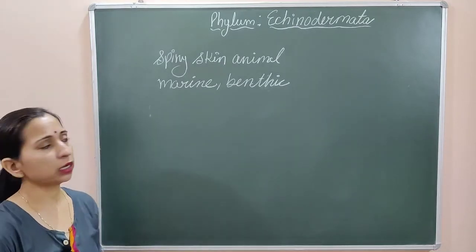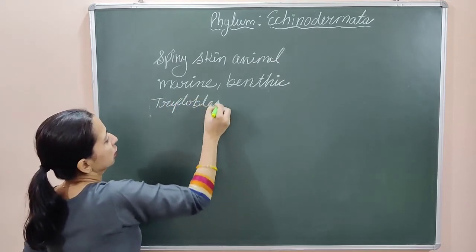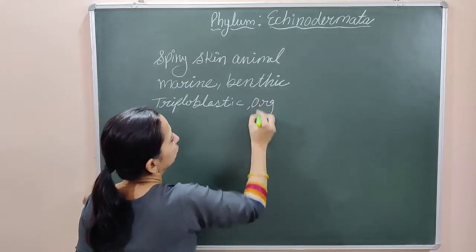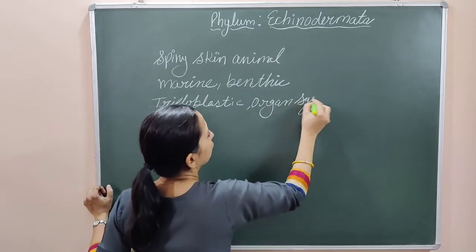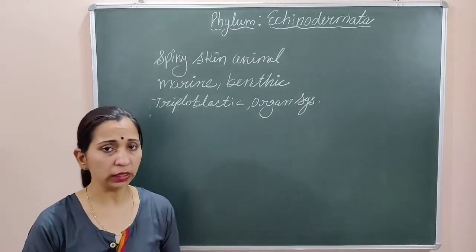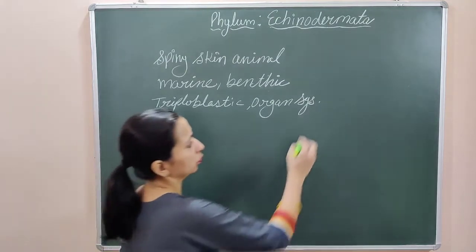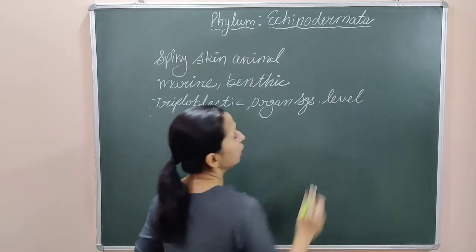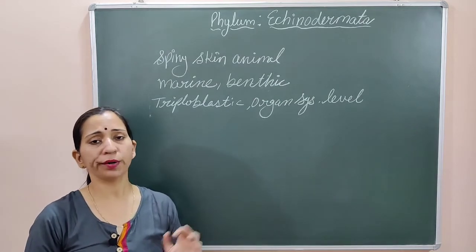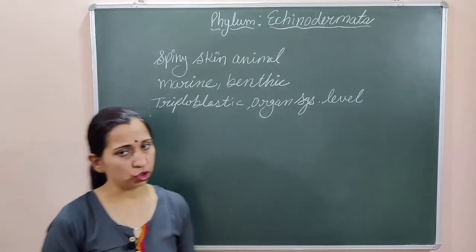नॉर्मल जनरल कैरेक्टरिस्टिक्स की अगर बात करें तो these are triploblastic and they have organ system level of organization. That is the understood thing. Triploblastic means 3 germ layers are there: ectoderm, endoderm and mesoderm, and organ system level is there. So like all other phyla, जैसे कि हम पढ़ते आ रहे हैं, after the platyhelminthes, organ system level is there. So they also have organ system level of organization.